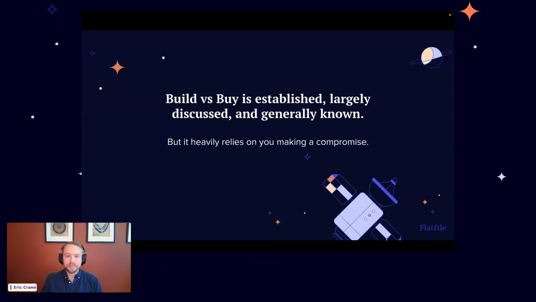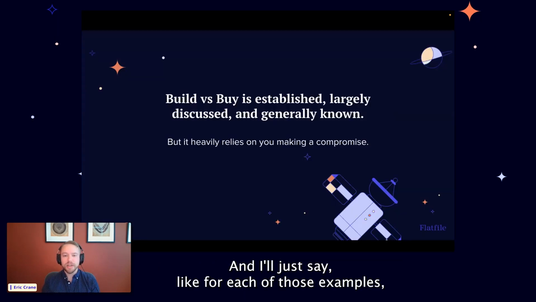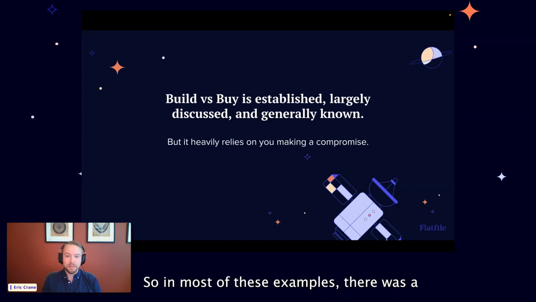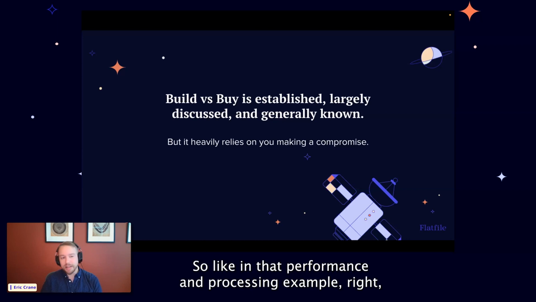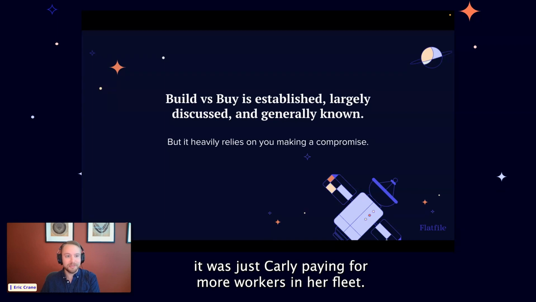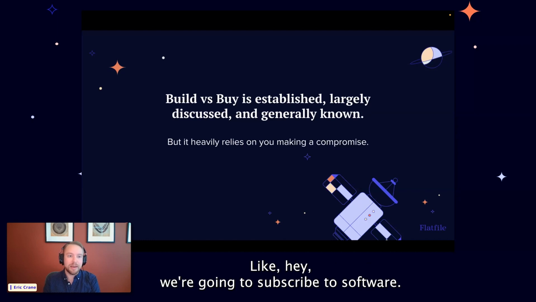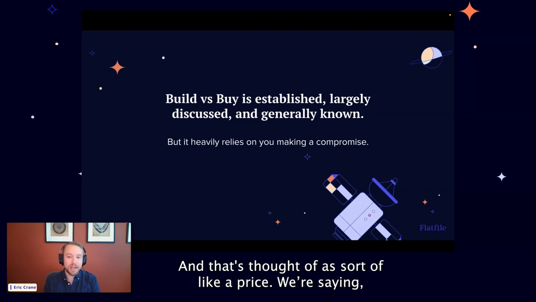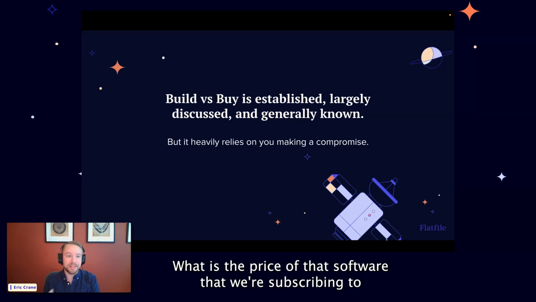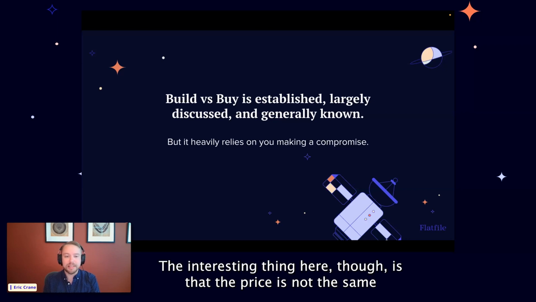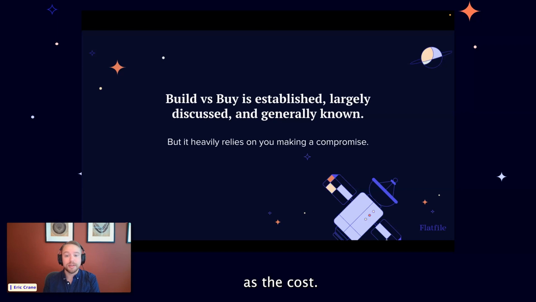And I'll just say, for each of those examples, they're symptoms of an underlying problem in your tech stack, whatever it might be, right? So in most of these examples, there was a quote unquote price associated with the solution. Like in that performance and processing example, it was just Carly paying for more workers in her fleet. There's also being able to subscribe to software, right? Like, hey, we're going to subscribe to software. That's thought of as a price, where it's saying, what is the price of that software that we're subscribing to? The interesting thing here, though, is that the price is not the same as the cost.